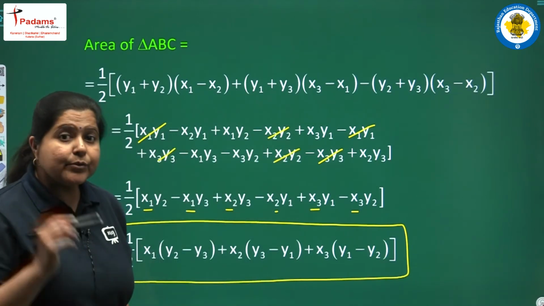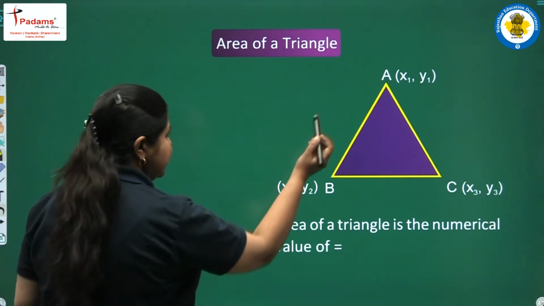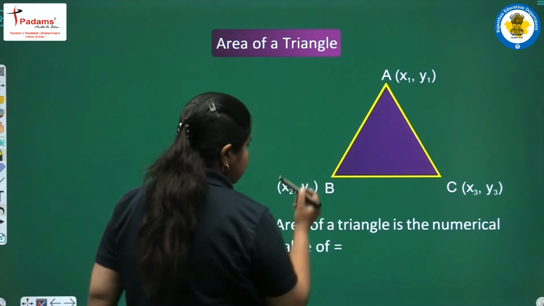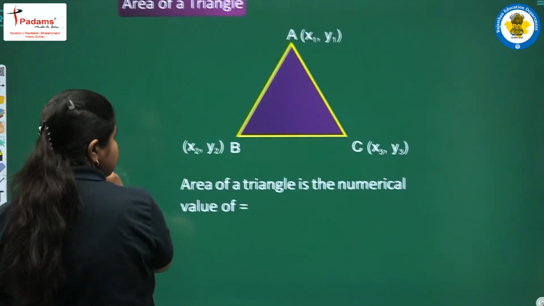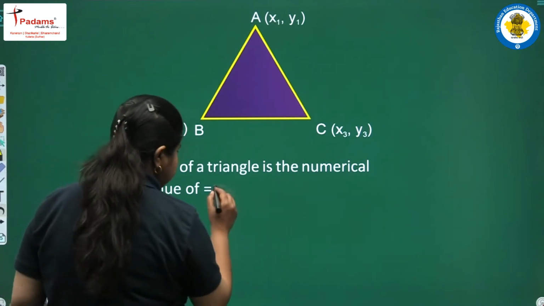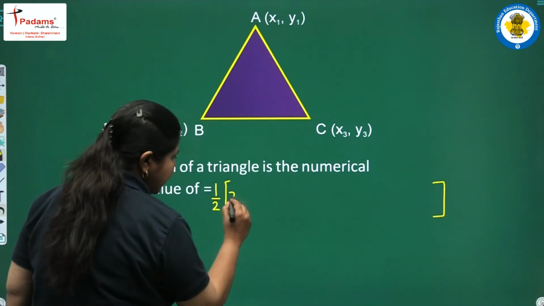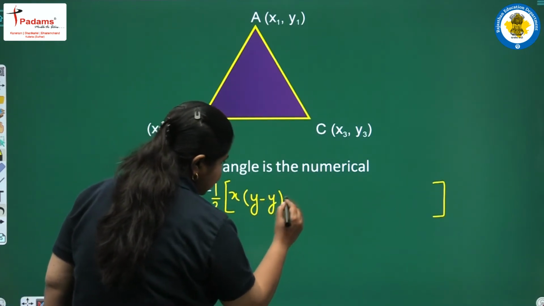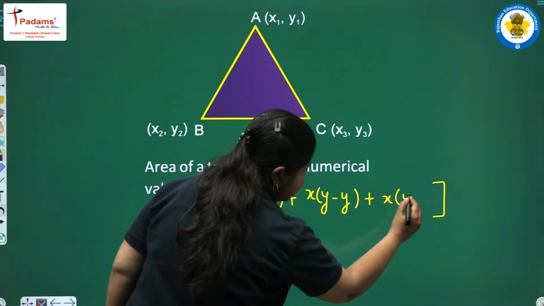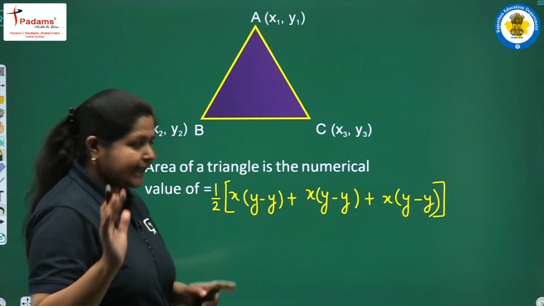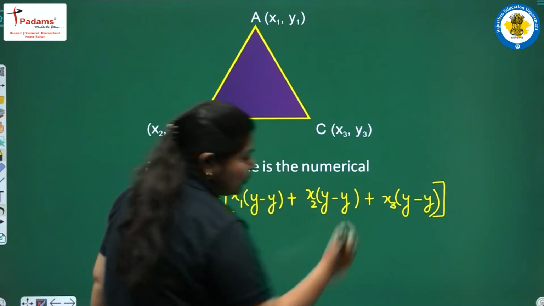Now we learn how to write down this formula, how to learn this and remember it and apply it. We have one triangle with coordinates x1 y1, x2 y2 and x3 y3, and now the area of a triangle is the numerical value of the expression. Let us try to write it. First we take it half, and after that inside the bracket, first x and then y minus y, plus x into y minus y again, plus x into y minus y. Write this first. Then the first x will be x1, the second x will be x2 and the third x will be x3.